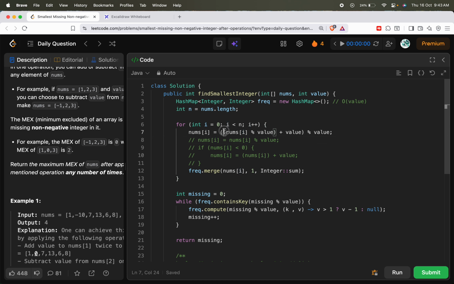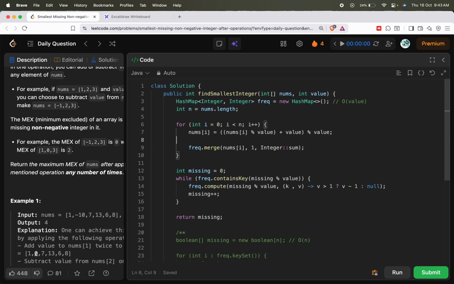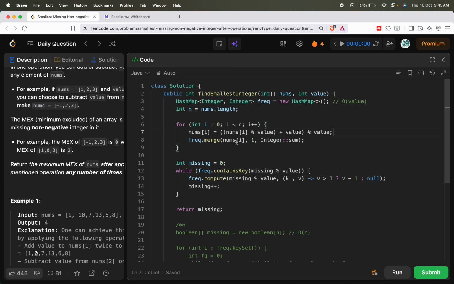Here what we are doing is we are just taking this remainder and adding value to it. Whenever nums of i is less than 0, that means this will be negative and we are trying to make it positive. If this nums of i is already positive, adding one more value to it will not be a problem, because since we are taking modulo, this will actually turn out to be 0 and then the remainder value still remains the same. Anything is fine, you can follow any approach. And then I'm just calculating the frequency.